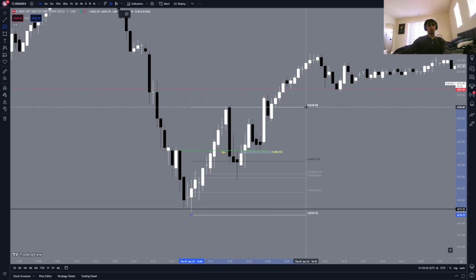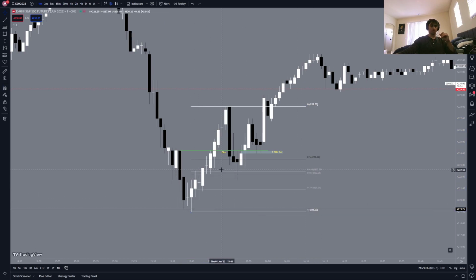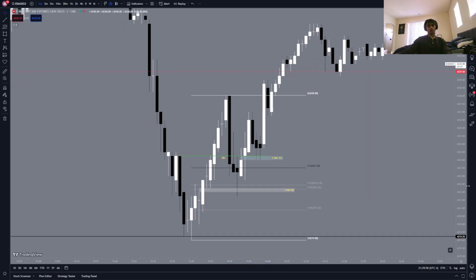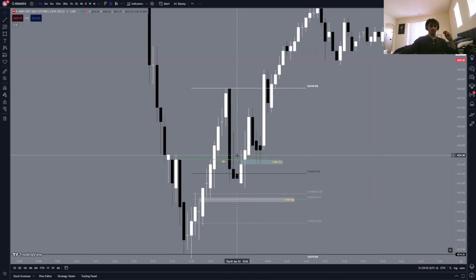So also plugging in my fibs, I know that there's a good chance we come down and test this FVG right here, right? This little guy right there, which bounced. And I was a little overly aggressive, just taking off the upper end of the bullish order block.